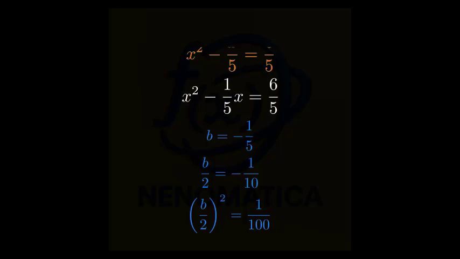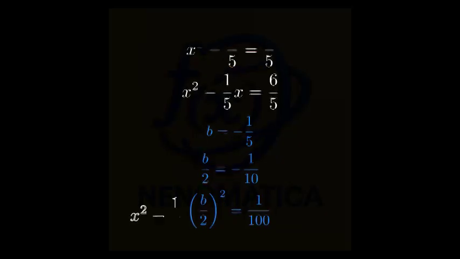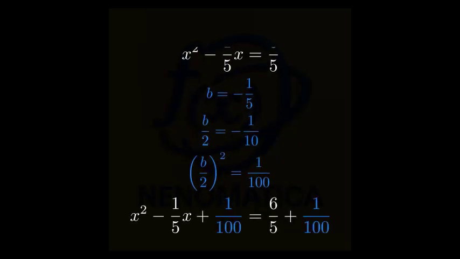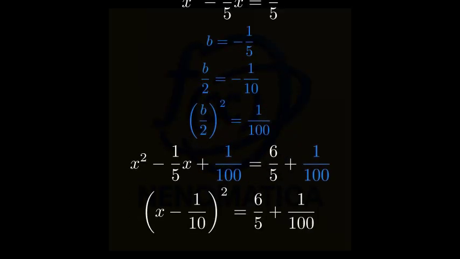Step 3. Add that exact quantity, 1 over 100, to both sides. This creates a perfect square on the left. Step 4. Factor the left side as a perfect square. It becomes left parenthesis x minus 1/10 right parenthesis squared.